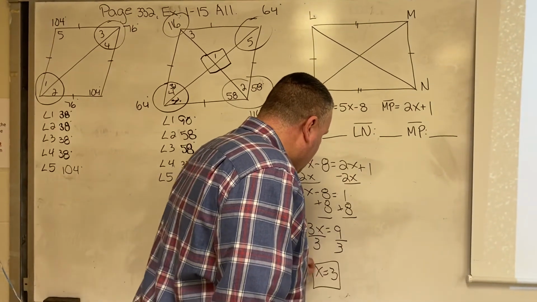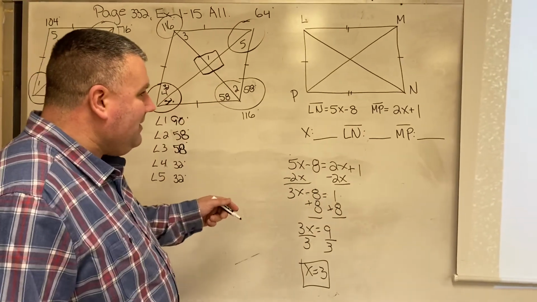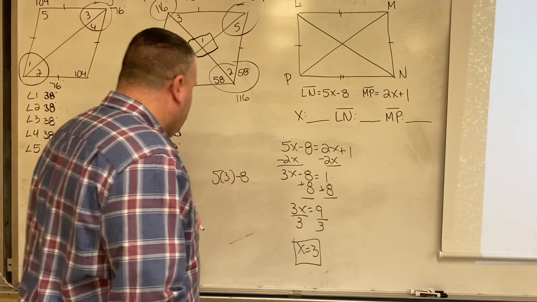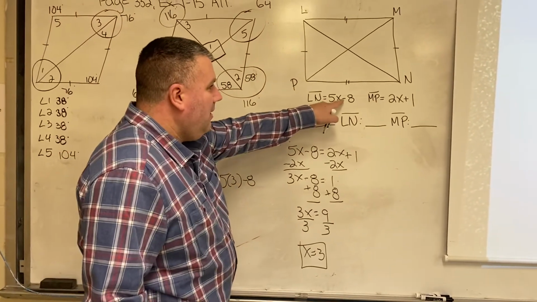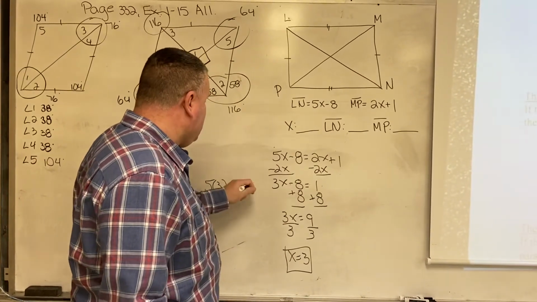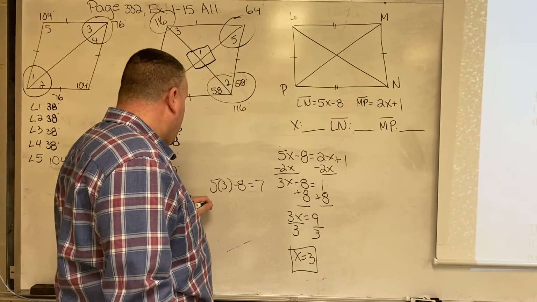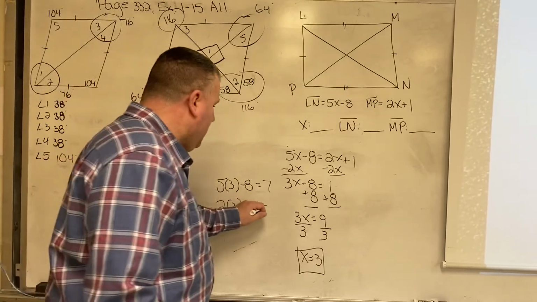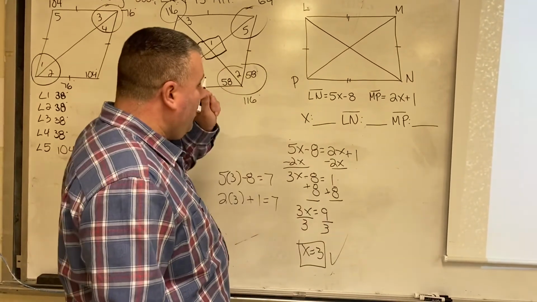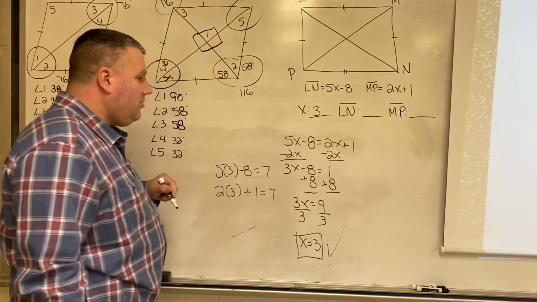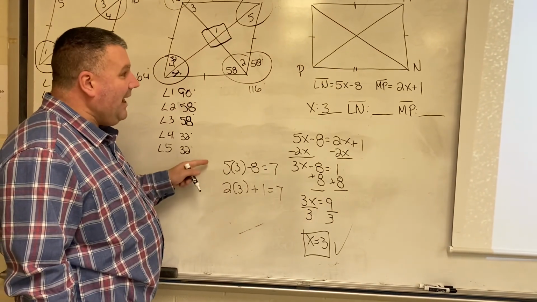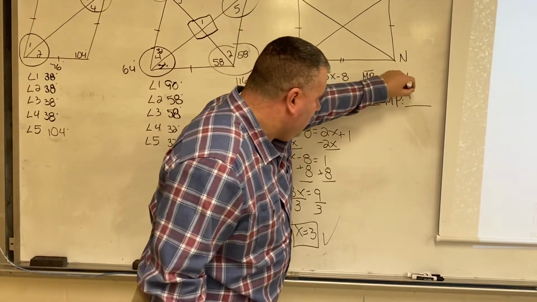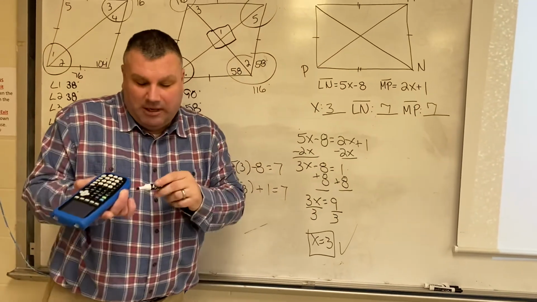Now we're not done. We need to plug this in to make sure that they make sense. So it'd be 5 times 3 minus 8. So 5 times 3 minus 8, LN, which is 7. MP is 2 times 3 plus 1. 2 times 3 is 6 plus 1 is equal to 7. So that checks out. So X is 3, and we've already established that LN, which we plugged in, is 7, and MP is 7. So it checks out. Make sure you check your work, please.